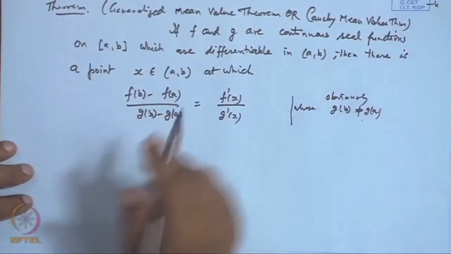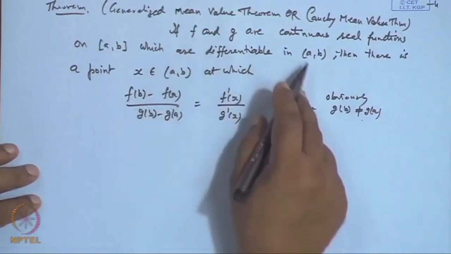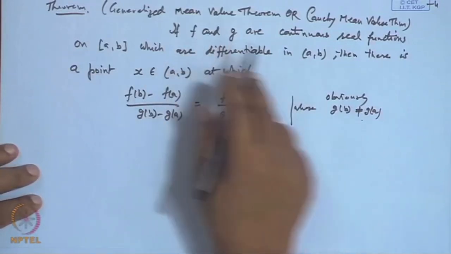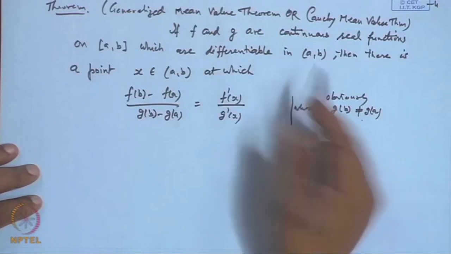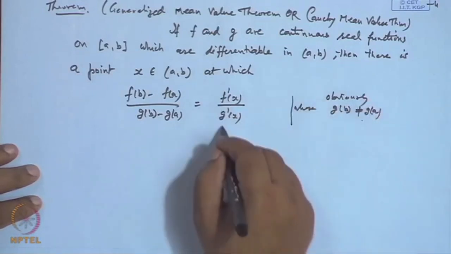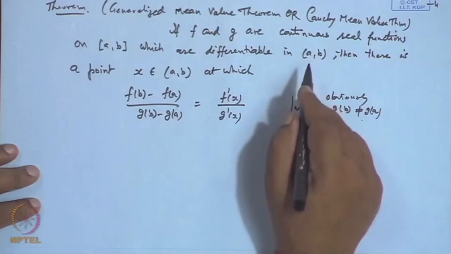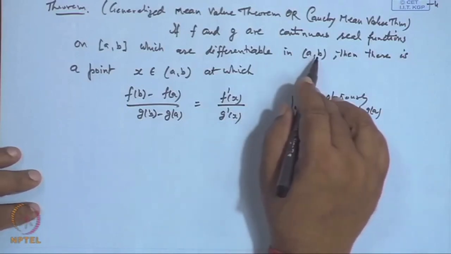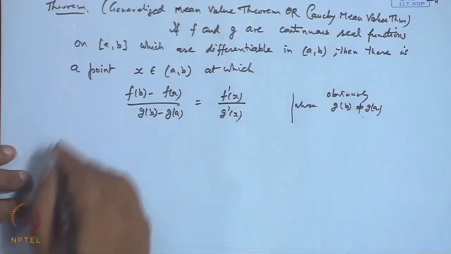Now, one thing we can note: we do not require the differentiability of the function f or g at the endpoints a and b. We need only the derivative of the function at points interior to (a, b). Now, let us see the proof.